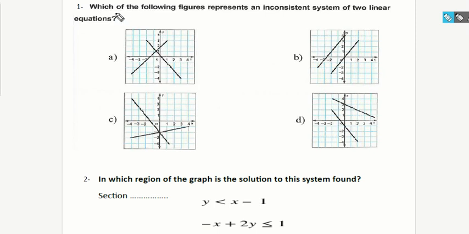First question we have: which of the following figures represents an inconsistent system of two linear equations? So when you have two parallel lines, the system is inconsistent.